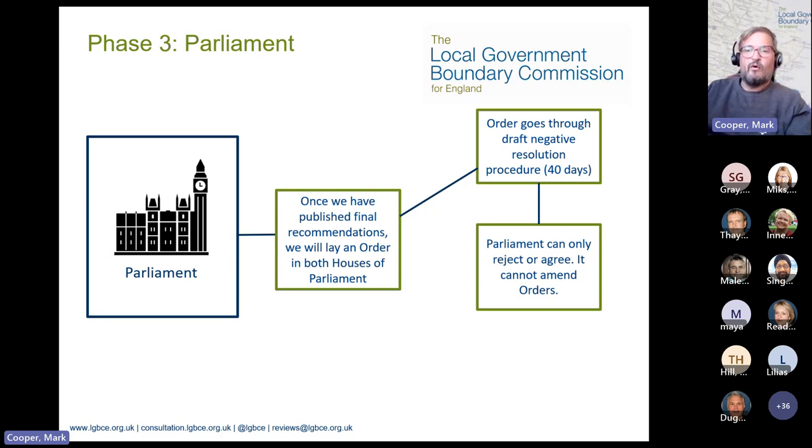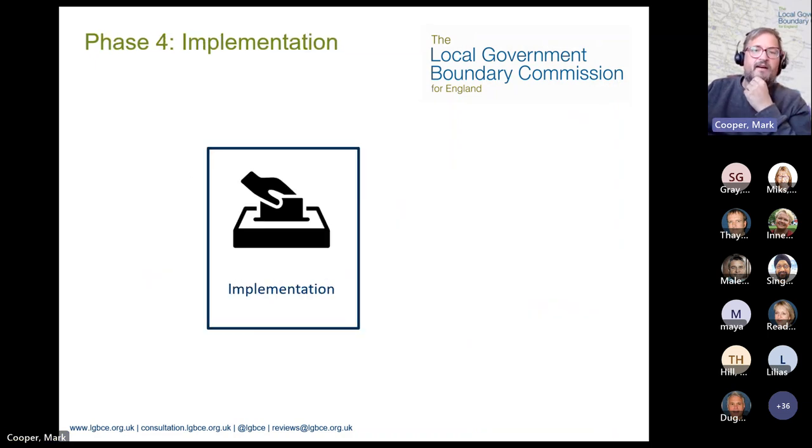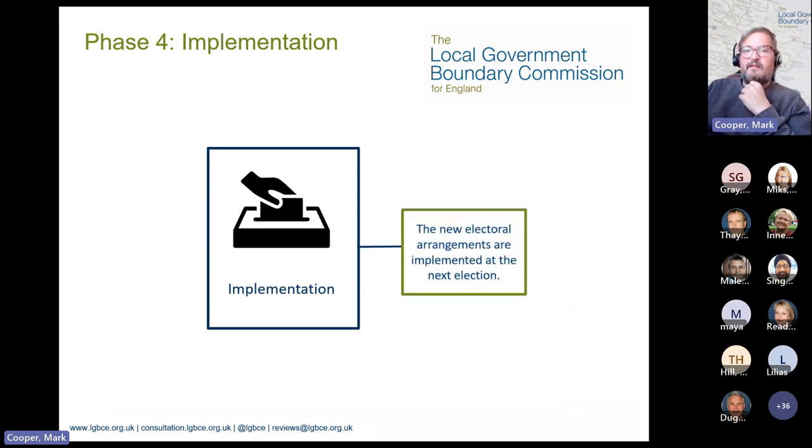And none of our orders have been rejected by Parliament since the Local Government Boundary Commission was set up in 2010. If no objection is made, then it will automatically become law. And then the final phase is implementation. And the new electoral arrangements will be implemented at a single all-out election where all councillors are up for election in May of 2026.